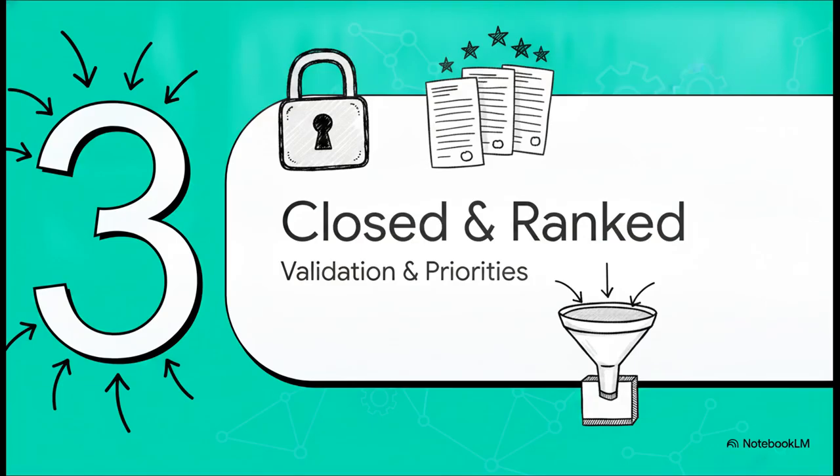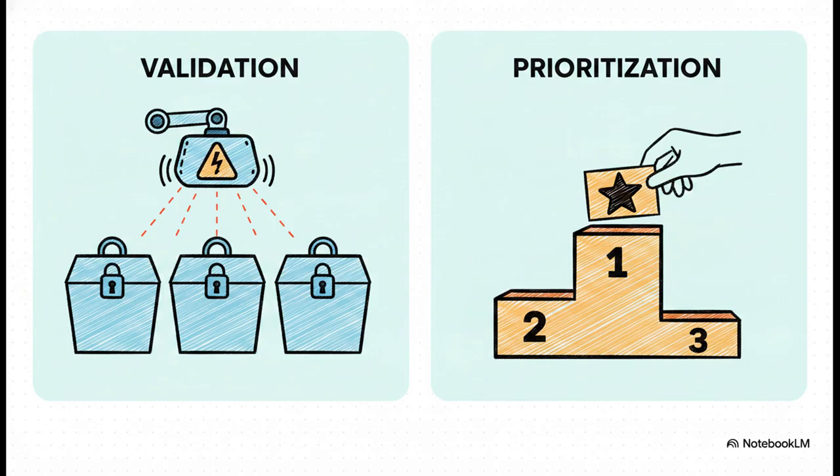Moving right along to Section 3, closed and ranked card sorting. So we're shifting gears now into environments where the parameters are much tighter. In closed sorting, your focus is entirely on validation. You already have predefined categories, so AI simulation really takes a back seat here. Instead, you'll want to use AI beforehand to review your labels and flag what we call keyword matching risks.